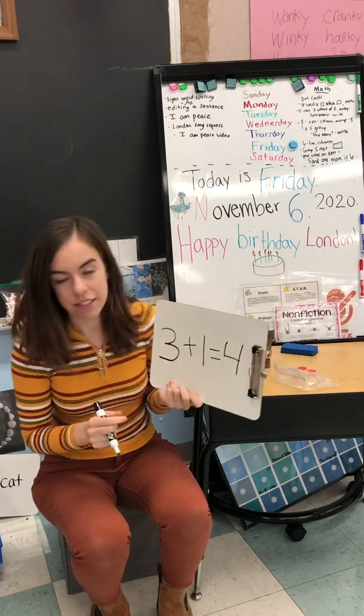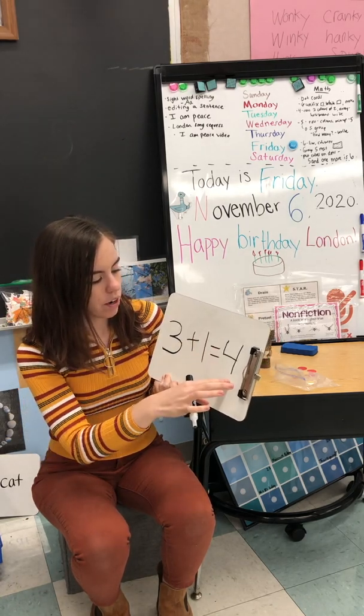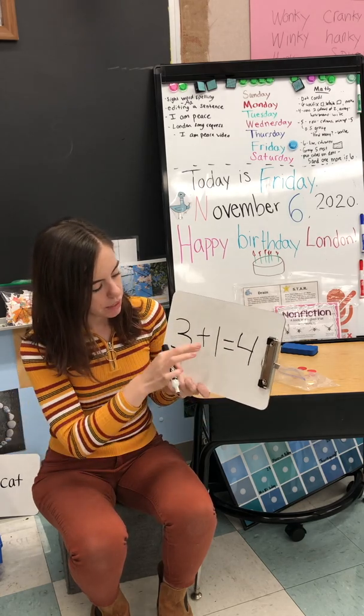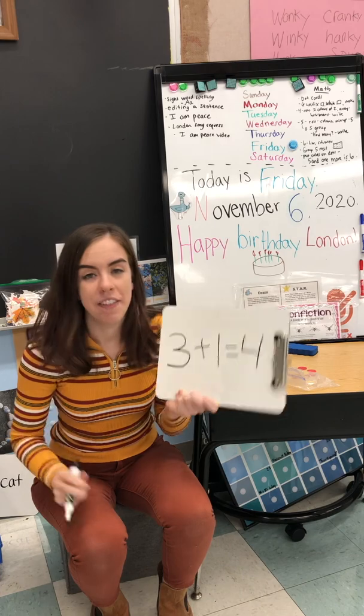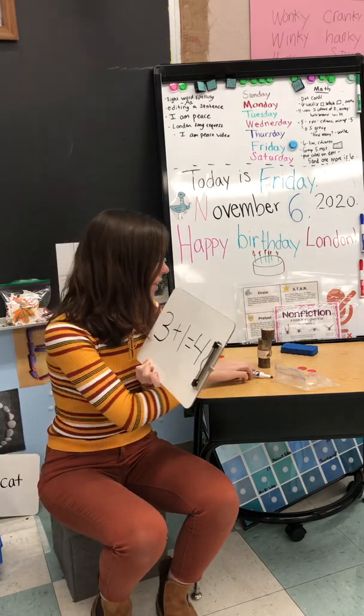So we can read this a few ways. You can say 3 and 1 more makes 4. Or 3 and 1 is the same as 4. Or you could say 3 plus 1 equals 4. And that's our number sentence. That's addition. So excellent, excellent work.